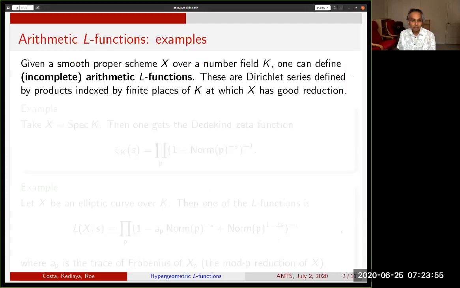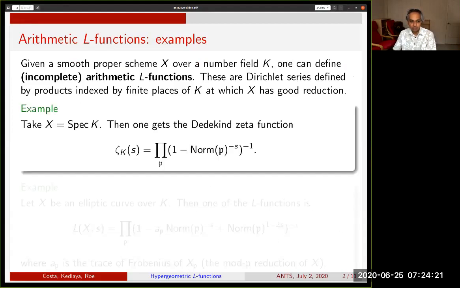Let's begin. Let me start by unpacking the term L-functions. By way of recollection, there is a notion of an arithmetic L-function associated to a smooth proper scheme over a number field. There's actually a family of such things for any given x. These are certain Dirichlet series defined by Euler products indexed by finite places of k at which x has good reduction. So let me specialize that to the simplest case where x is spec k itself.